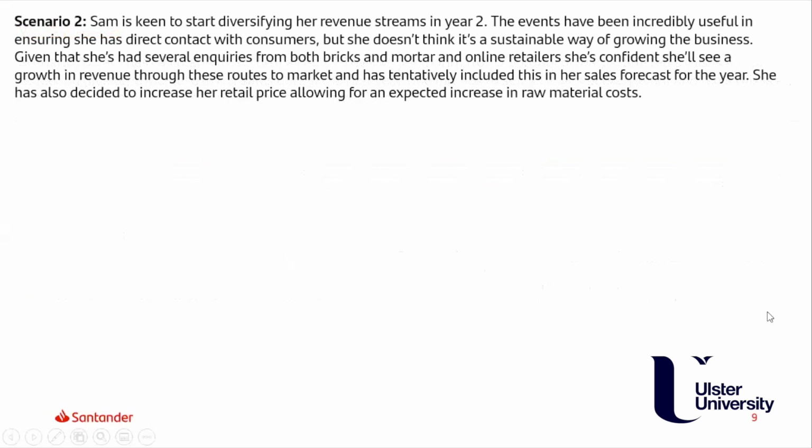And in this scenario, Sam really wants to diversify her revenue streams. The events have been useful, but she doesn't think that's a sustainable way of growing the business. She's had inquiries from both bricks and mortar and online retailers, and she's confident she'll see a growth in revenue through those routes to market. And she's also decided to tweak her retail price because she thinks her raw material costs are going to increase.